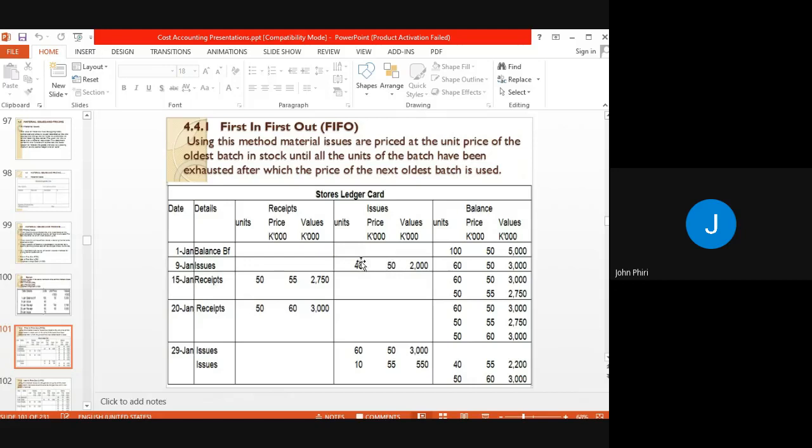Now, on the 15th, we received 50. This is the column for receiving, and that column has sub-columns in it, which are units, price, and values. So we have received 50 at 55, 2,750 there. Now we go to balancing. Just hold on a bit, class.